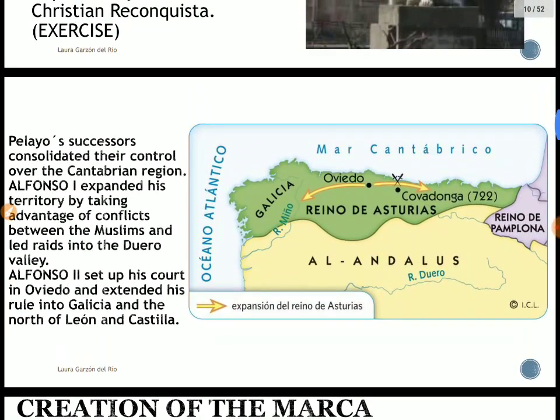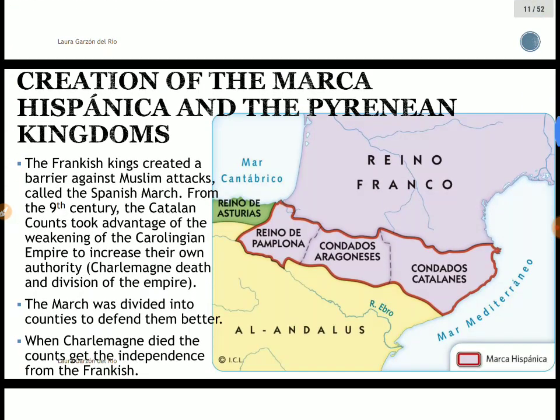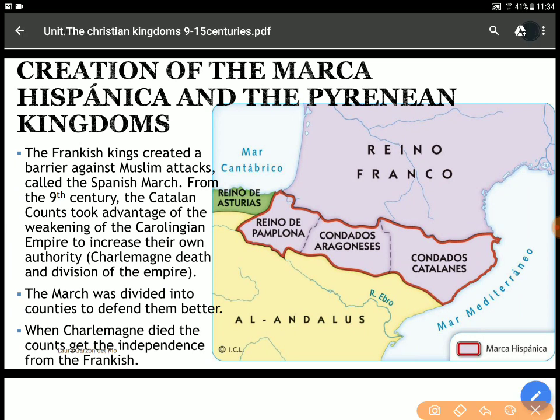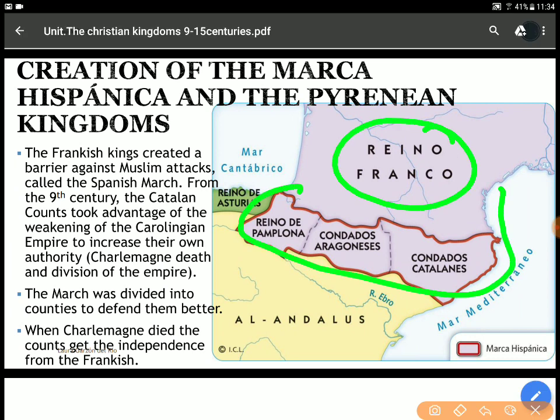So with this, we have created the Kingdom of Asturias. On the west, the Kingdom of Asturias; on the east, we have the Marca Hispanica. Remember, first, all this belongs to the Frankish kingdom, which they call the Marca Hispanica. The Marca Hispanica is a border, a frontier against Al-Andalus in order to protect them from the Muslims. So this part at the beginning called Marca Hispanica belonged to the Carolingian Empire.